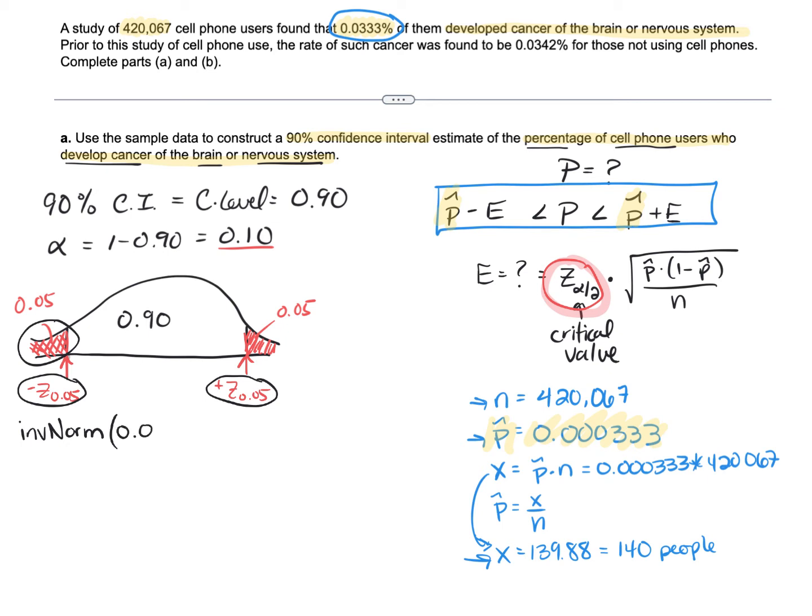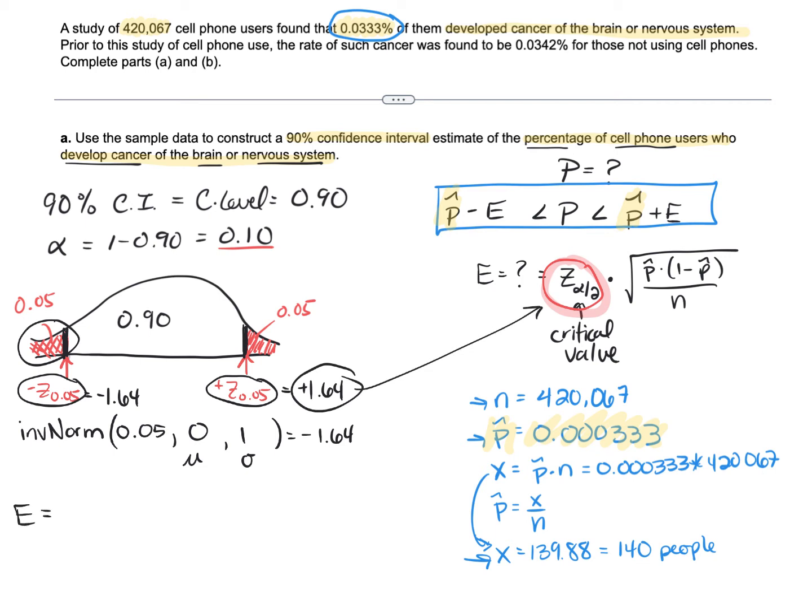So if I put in an area of 0.05 and then put in mu and sigma on the standard normal distribution, mu is always 0, sigma is always 1 on that standard normal distribution, you're going to get negative 1.64. So that means that this critical value that separates the left tail here, that's negative 1.64. So that corresponding critical value on the right tail here, that's going to be positive 1.64. And we're going to use that positive value in the formula here.